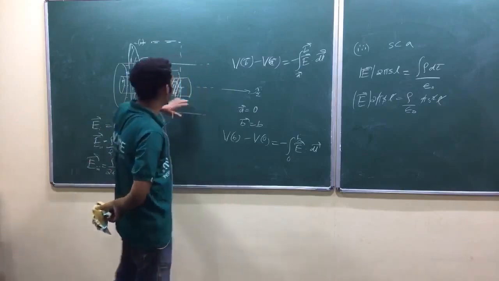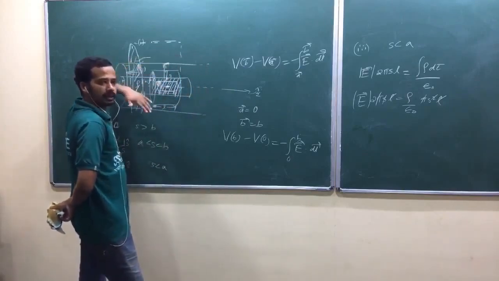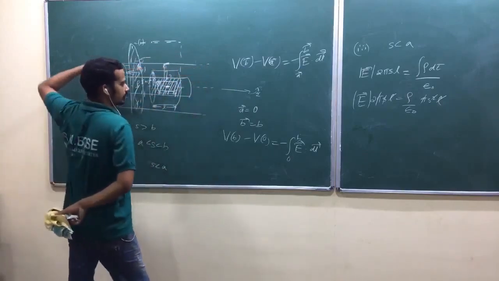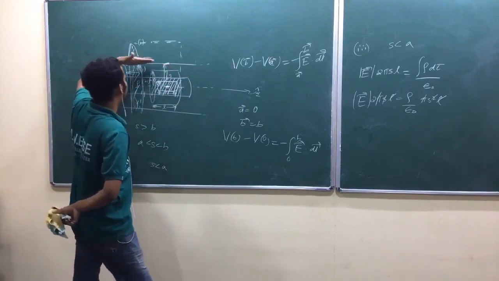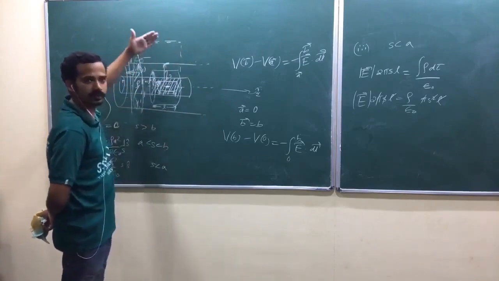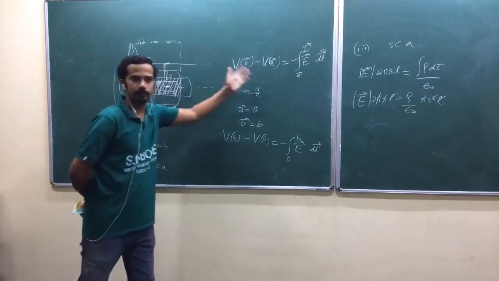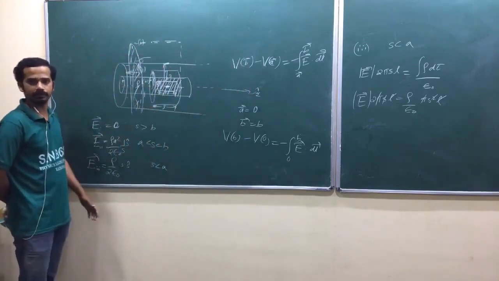Axial distance. You can take any 2 points, isn't it? You can take any 2 points. I mean, your potential again, because of symmetry, whatever the point you take, these are equipotential surfaces actually. Whatever the point you take, you will get the same potential.